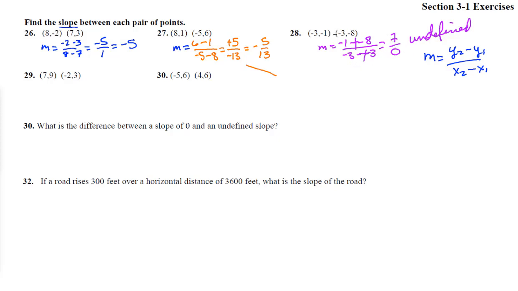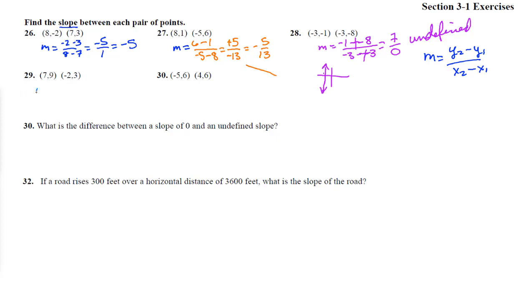That must mean that this is a vertical line. And you can see, yeah, both of the x's are in the same place. So this guy, negative 3, 1 is like here, and negative 3, negative 8 is down there, and it's a vertical line. Yeah, that's undefined. Excellent. Number 29.